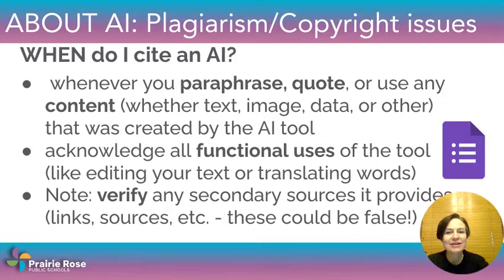So, when do I cite? Here's some things to consider. When we are paraphrasing, quoting, or using any content that we have generated from an AI tool, that is when we should do some citing of AI. That certainly will be images. It will be text. It might be data or code or other pieces that AI creates for you.